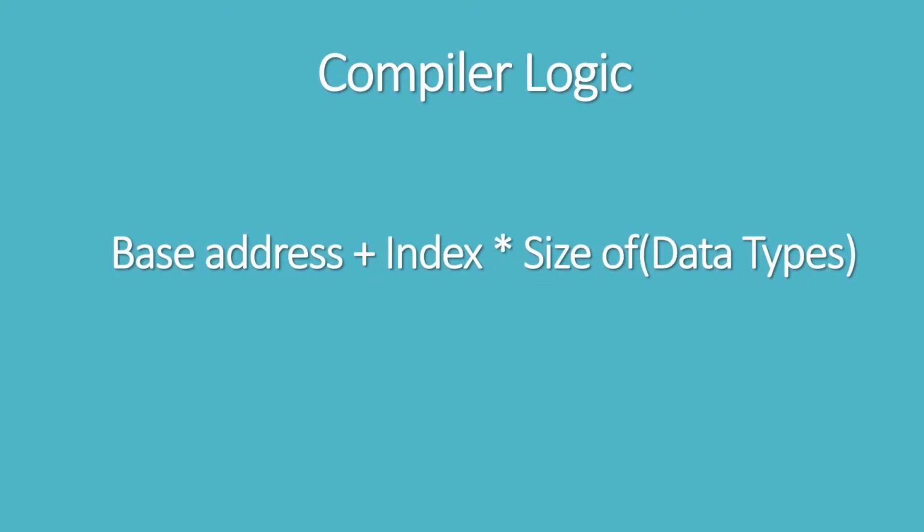Yes, this is the logic behind the compiler. The first one is the base address, plus the index multiplied by the size of the data type. So this is the compiler logic that will execute when we are trying to access a particular element in the array. So let's see the example.